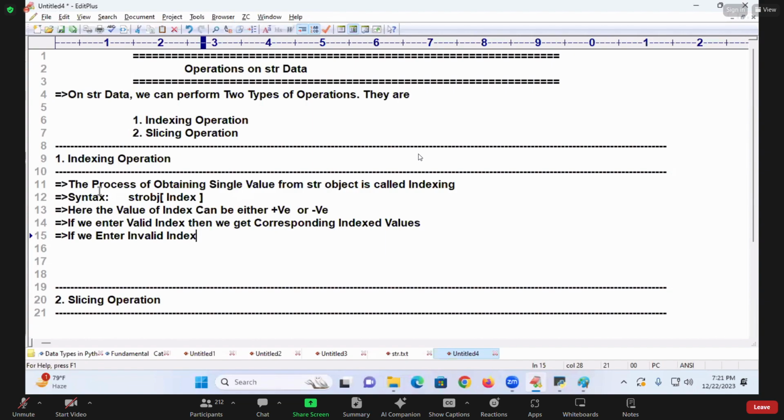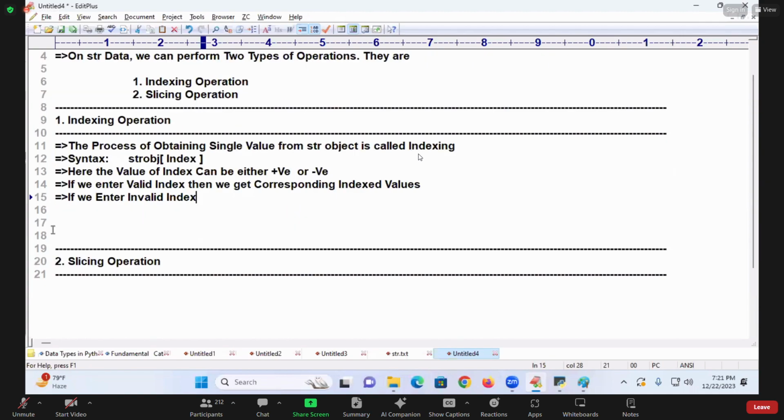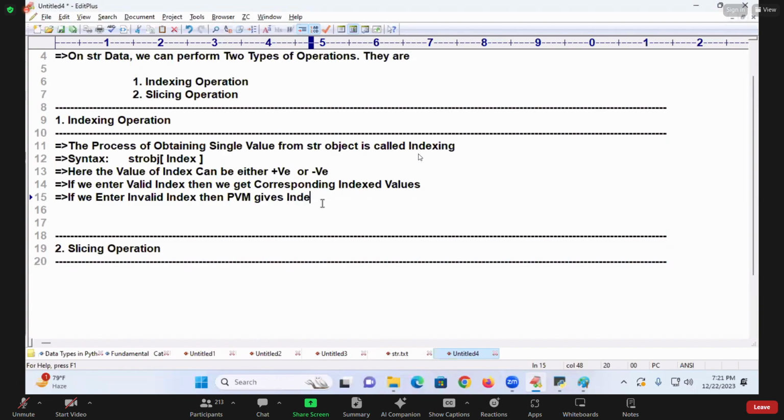You have to read and come to the class. Even though you read and come, if you still don't remember, again you have to read. How many times? Until we remember. Right. If we enter an invalid index, then PVM gives which error? Expected. When I use a wrong attribute, which error? Attribute error. When I use a wrong index, which error? Ashwin, good. Very good.